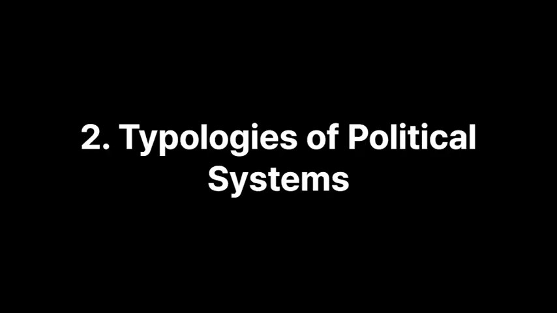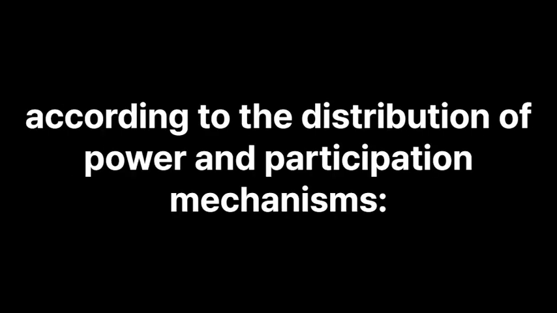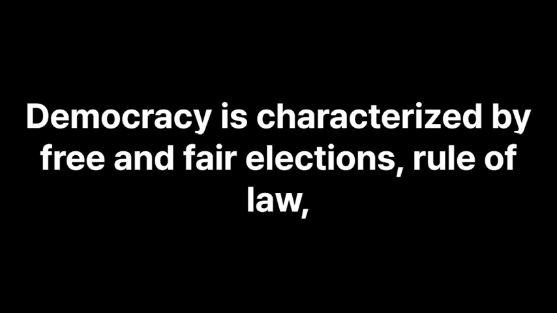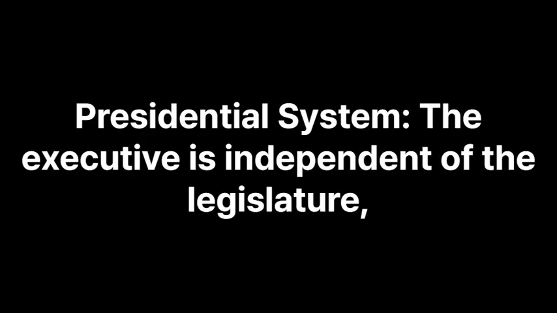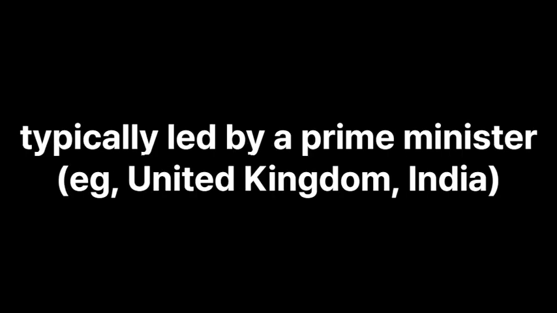2. Typologies of political systems. Political scientists commonly classify political systems according to the distribution of power and participation mechanisms. 2.1. Democracy. Democracy is characterized by free and fair elections, rule of law, political pluralism, and protection of civil liberties. Two principal forms include the presidential system, where the executive is independent of the legislature, with a directly elected president, e.g., United States, Brazil; and the parliamentary system, where the executive emerges from the legislature, typically led by a prime minister, e.g., United Kingdom, India.